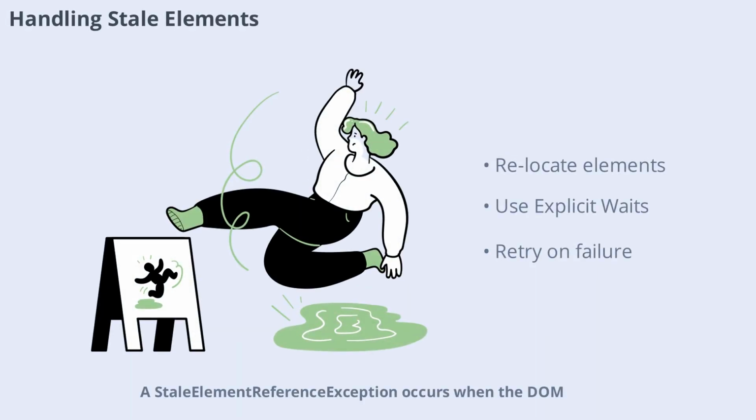A StaleElementReferenceException occurs when the DOM updates and the element reference becomes invalid. To handle this, you can relocate the element before interacting, use explicit waits, or wrap the action in a try-catch block with retries. These strategies help ensure your tests remain stable even when the page changes dynamically.